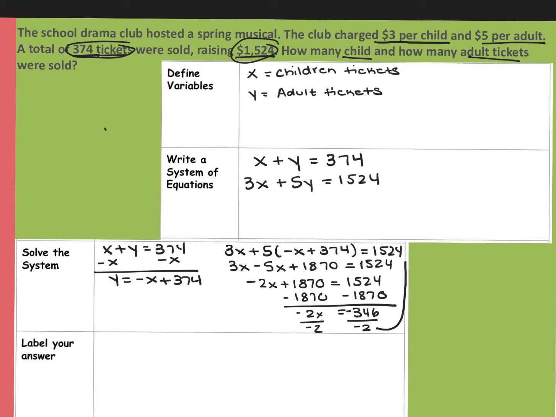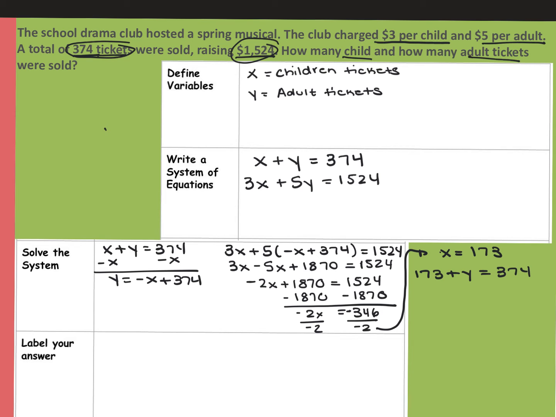I'm going to use this space over here. So I get that x is equal to 173. Now we know that x is equal to 173, so we have to figure out our y. Using this first equation, or you could use the second. My preference is to use the first, but it's based on what you want to use. I have 173 plus y is equal to 374.